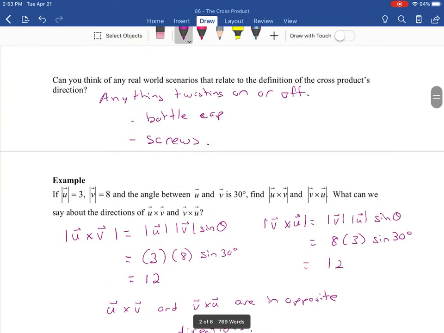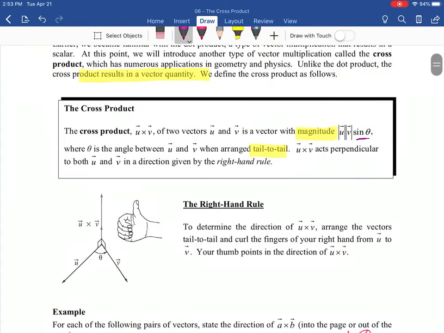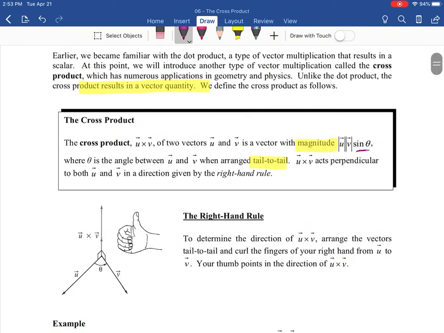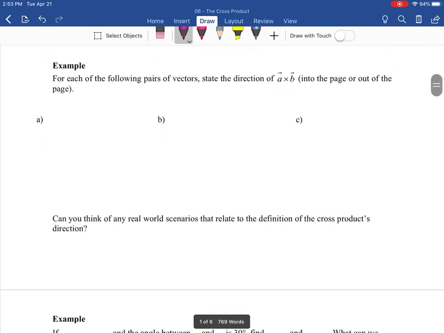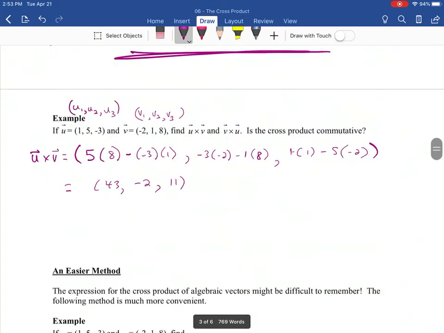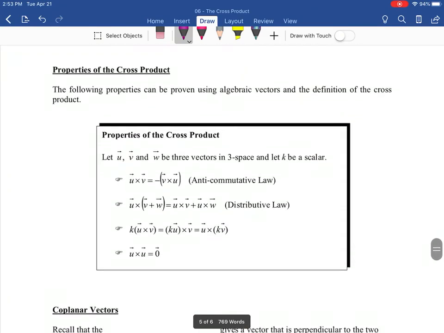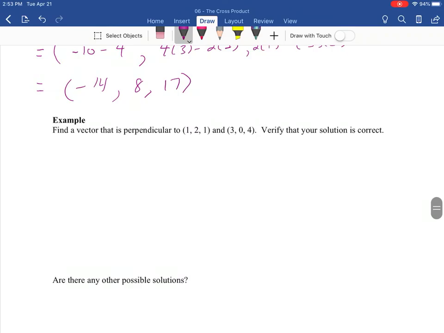Next example. Find a vector that is perpendicular to 1, 2, 1 and 3, 0, 4. If I want a vector that's perpendicular to these two, let's go back and remind ourselves what cross product is. The cross product of 2 vectors is the vector that acts perpendicular to both u and v. That's exactly what cross product does. It finds a vector perpendicular to the first 2. So if I want to find a vector perpendicular to these 2 vectors, all I got to do is find its cross product. So I'm just going to go 1, 2, 1, cross product with 3, 0, 4.